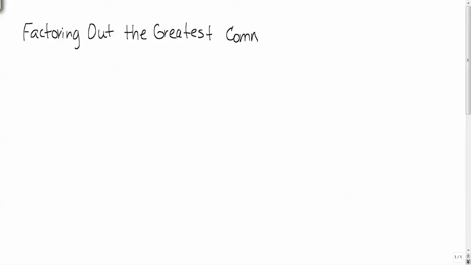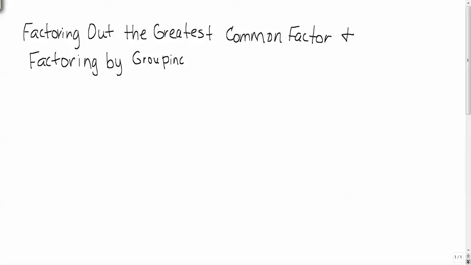Okay, factoring out the greatest common factor, and factoring by grouping. Now, these are the first two types of factoring that we're going to go over. And we're going to begin with factoring out the greatest common factor.